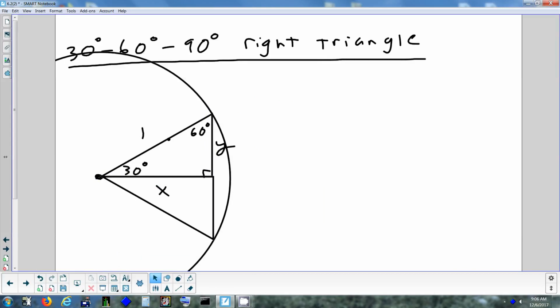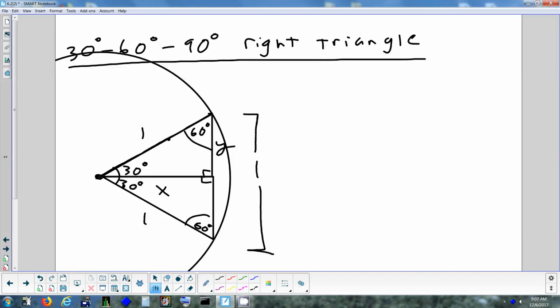Yeah? Equilateral. Equilateral, right? Because this is 30, that's 90, that's 60. 60, 60, 60. So what do we know in an equilateral triangle? All equal sides. Right, all the sides are equal. So if this side is 1, this side is 1, and this entire side is 1.